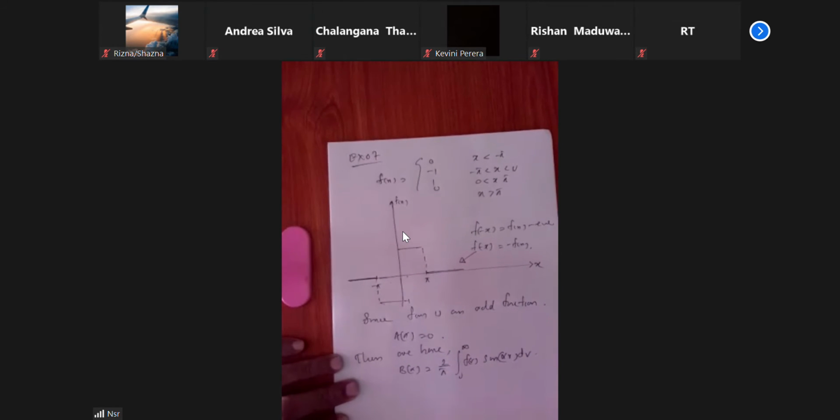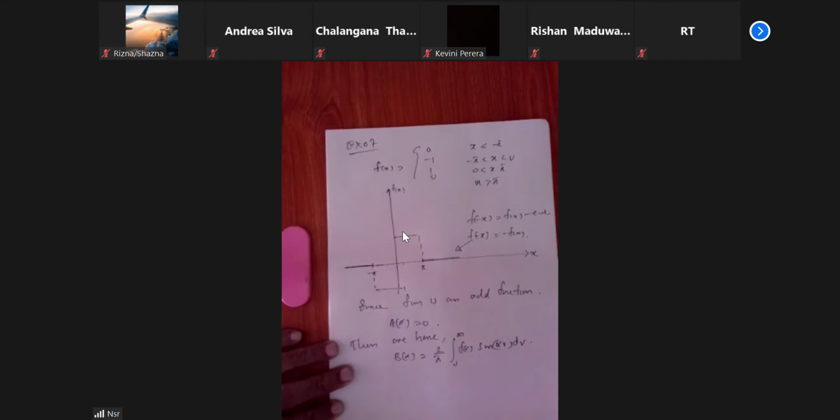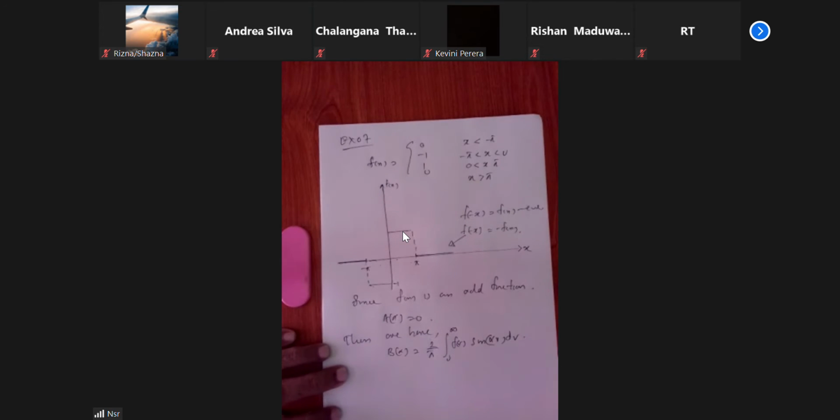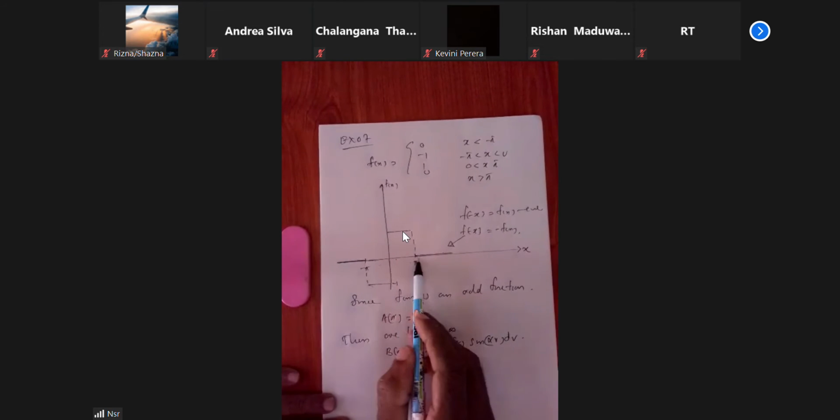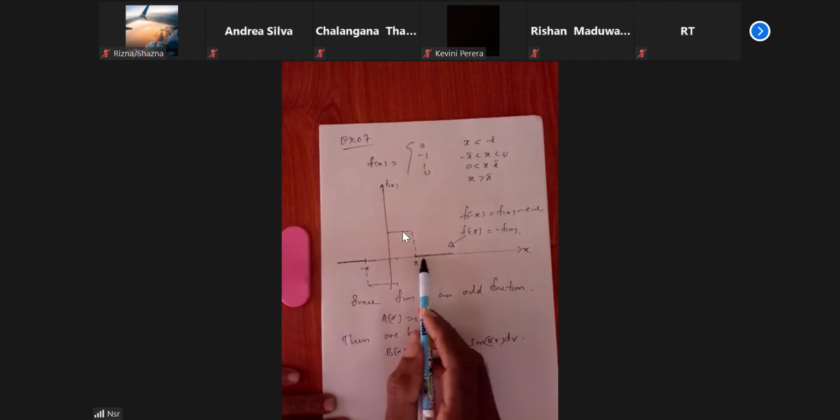Is it clear to you? Yes, sir. Half of the work we can reduce if you clearly identify whether the particular function is odd or even. Now you know the function. Although we have 0 to infinity, actually only 0 to pi the function is defined, for the positive side; otherwise it goes to 0.